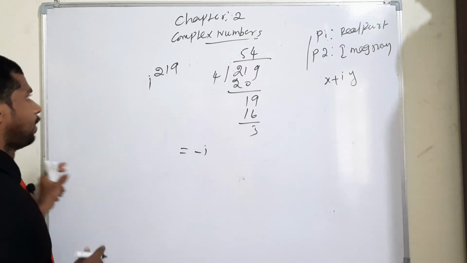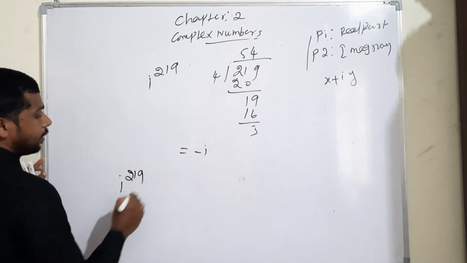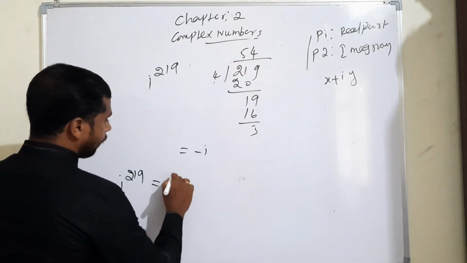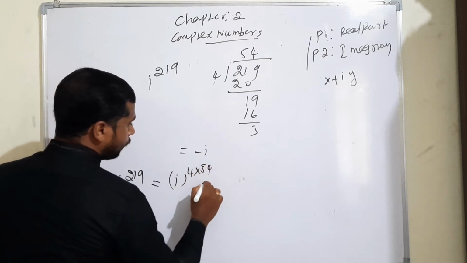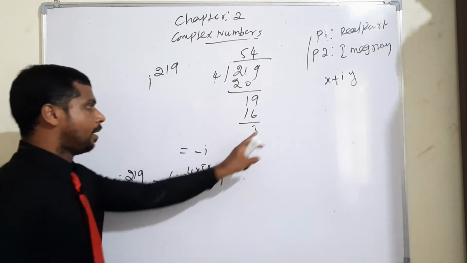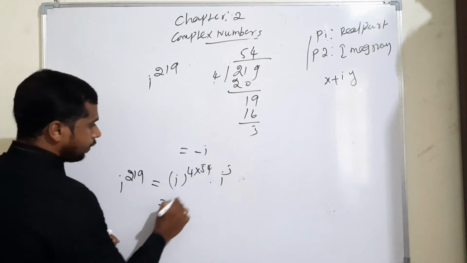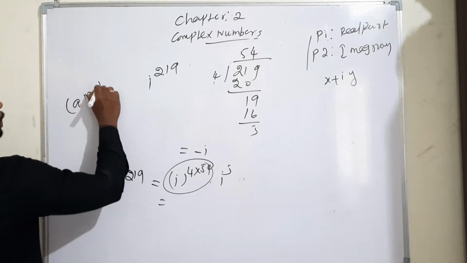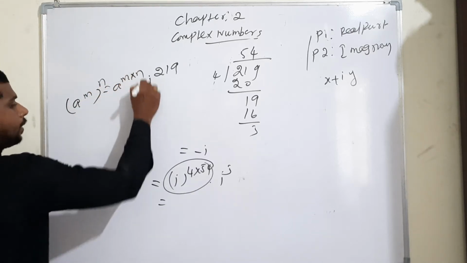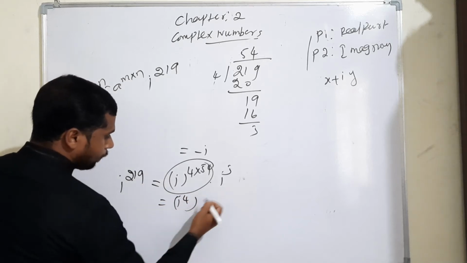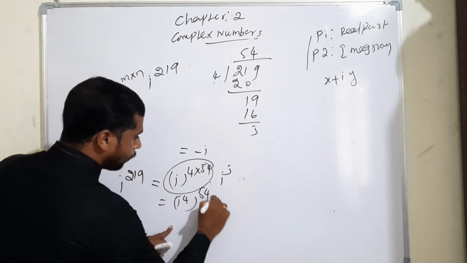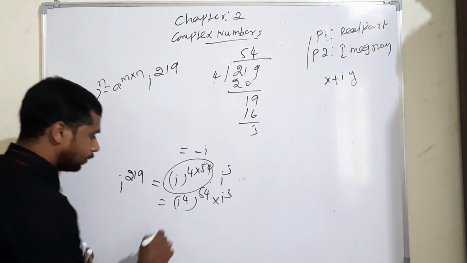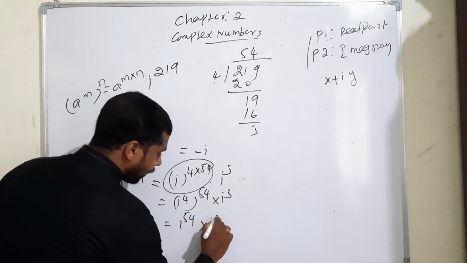How? Check it here. i to the power 219, what is the value? i to the power 4 into 54, into i to the power 3 balance. The balance we can write separately. Then this is one formula: i to the power 4 into 54 means a to the power m, whole to the power n, equals a to the power m into n. So we can now write i to the power 4, the whole term to the power 54, into i cube. Already we know the value of i to the power 4 is 1. So 1 to the power 54 into i cube.